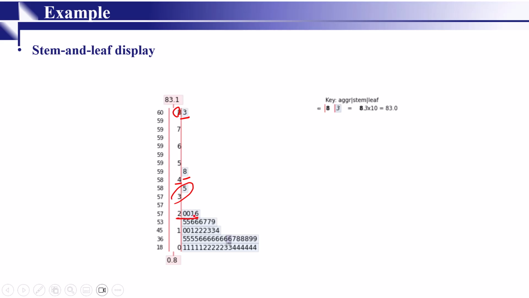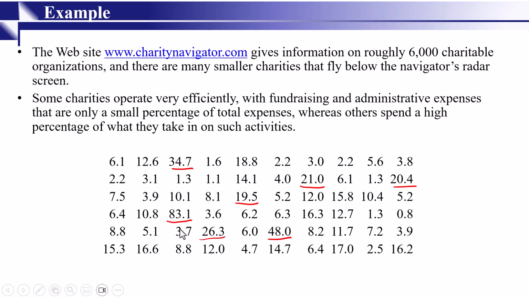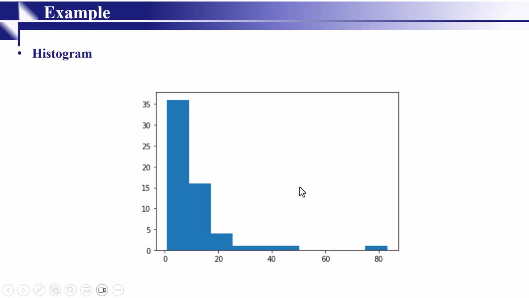So from this graph, we can understand that most of the distribution of data is here, less than 20%, 20% or less. Very few are more than 20%. So you can see from the data set, it's very difficult, but using this graph, it's very easy. Next one is the histogram. A histogram is a graphical representation of the distribution of numerical data in descriptive statistics.